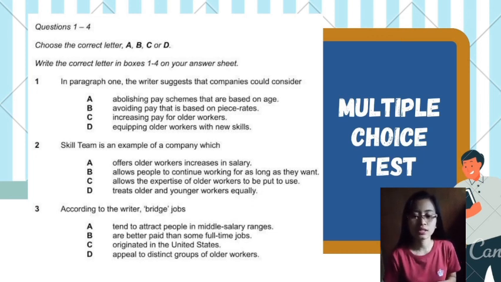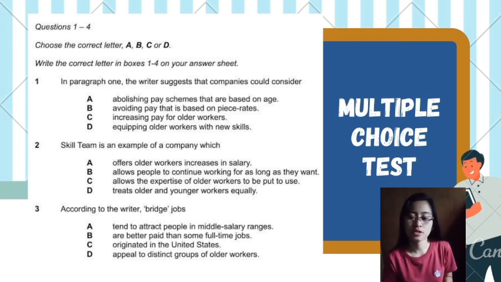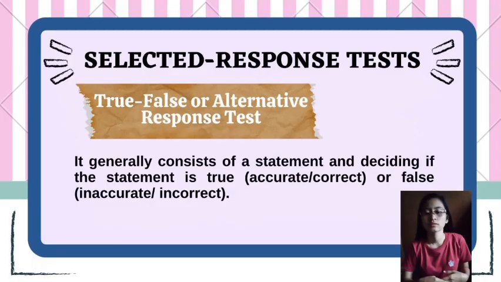So as you can see, there are the stem or the problem, the questions, and the one answer among the choices or the options, which are the distractors. So next is the true or false or the alternative response test.